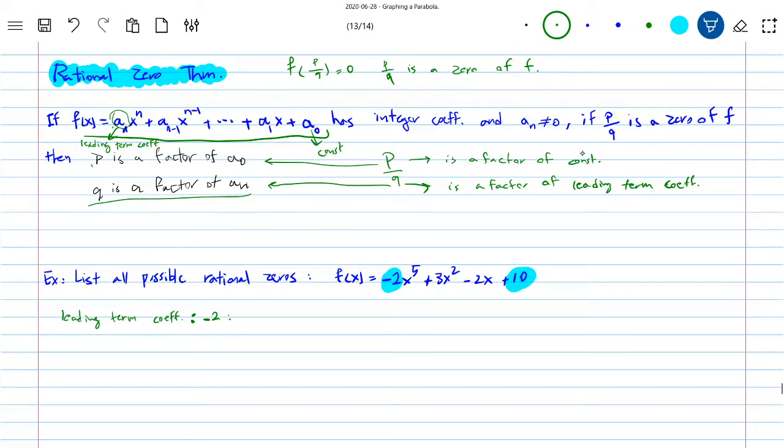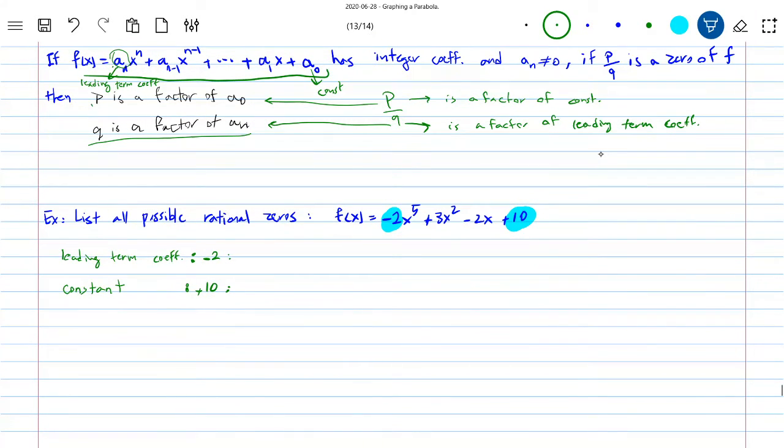And what is the other term? It is the constant, the other value that we care about. What was the constant? The constant was +10. The plus or minus doesn't really affect the factors, but it's important you consider it as well. So here, I'm going to focus on the factors of these numbers. What is the factor of -2? It could be 1, -1, 2, and -2. These are the only numbers that you can divide -2 by.